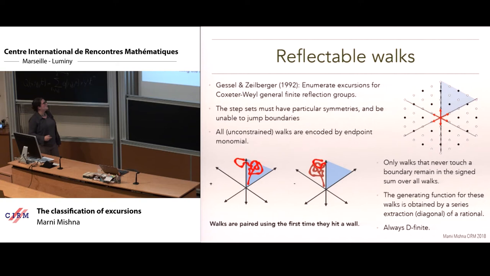So what I'm going to do is say this has a buddy. This buddy flips in the mirror, and I know that's an acceptable walk because my step set is reflectable. I walk along in here till I hit the boundary, and then I continue exactly as it did before. So these two walks will end at the same point, but they start in different chambers.